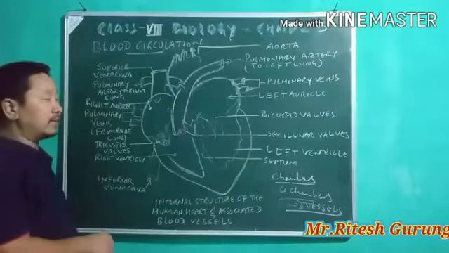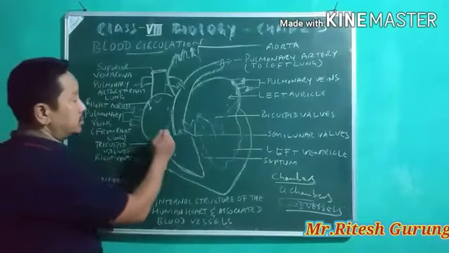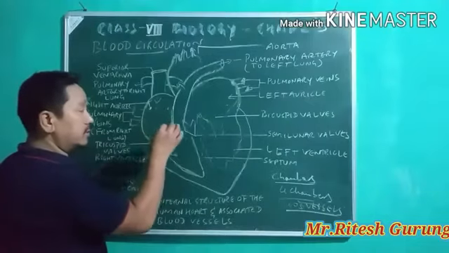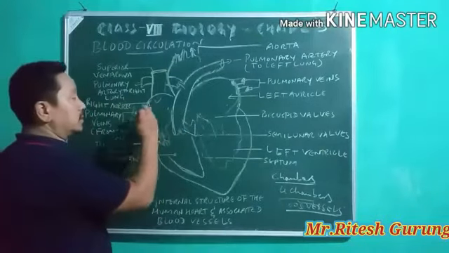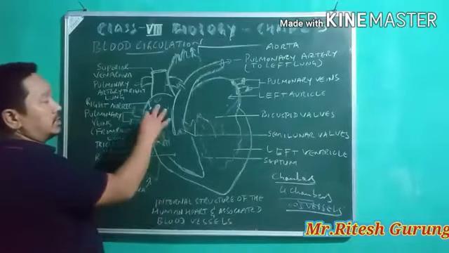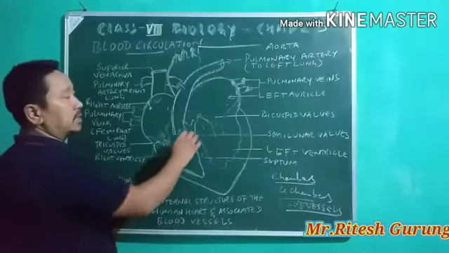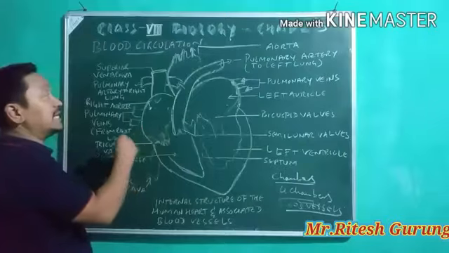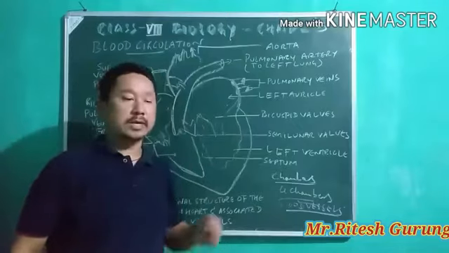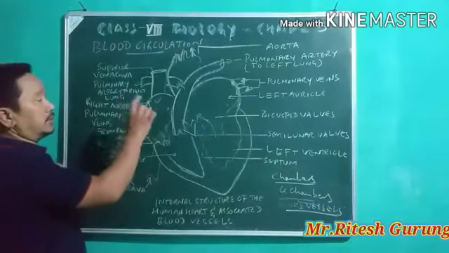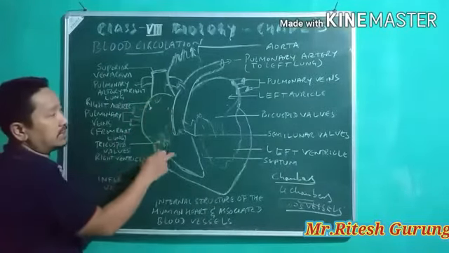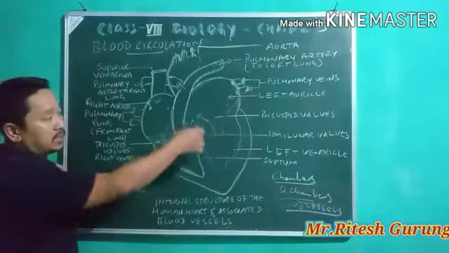Now see, I have already explained also the function or the role being played by the right side of the heart and the left side of the heart. I have already told you that this entire right side is responsible for dealing with the impure blood, and this left side is the one which deals with the pure blood. Now see, I have already told you there are 4 chambers: right auricle, right ventricle, left auricle and left ventricle.